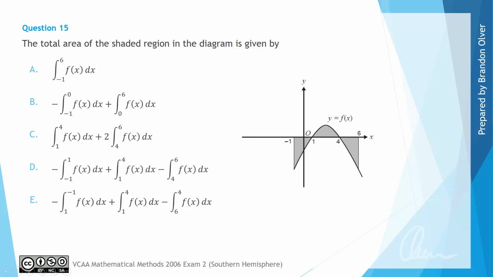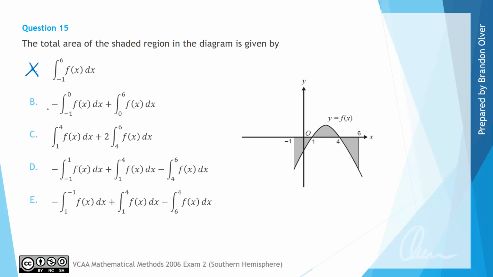Straight away, if we look at option A, we can see that it's just treated the whole area as one integral, which would add up two negative values and one positive value, which wouldn't give the overall area for this question. So option A is not correct.